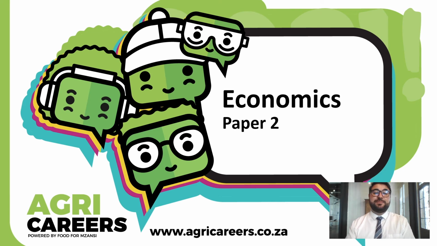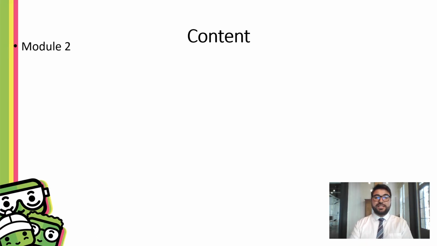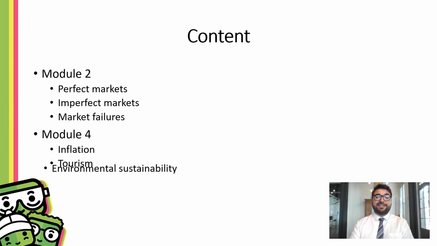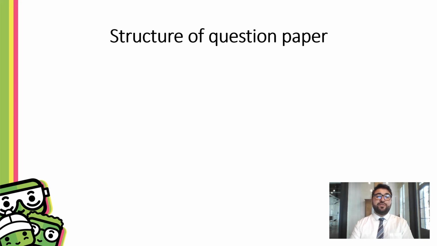Then when we look at paper 2, the content, you're going to have module 2, which consists of the perfect markets, then your imperfect markets, and also your market failures. Also part of this question paper is going to be module 4. The topics there are inflation, tourism, and environmental sustainability. Now, the structure of the question paper is going to work the same as with paper 1.